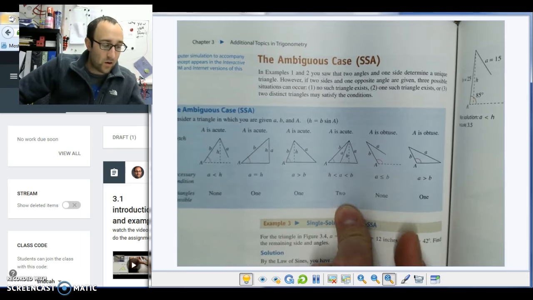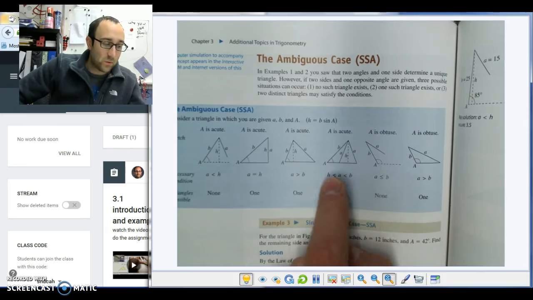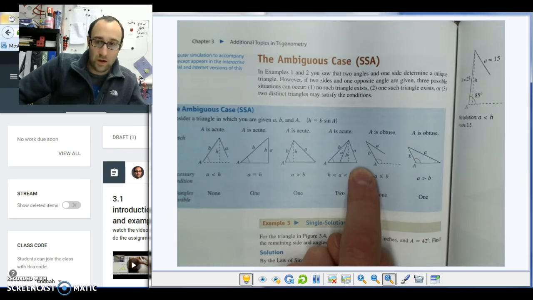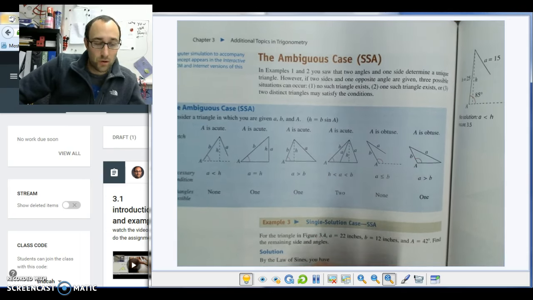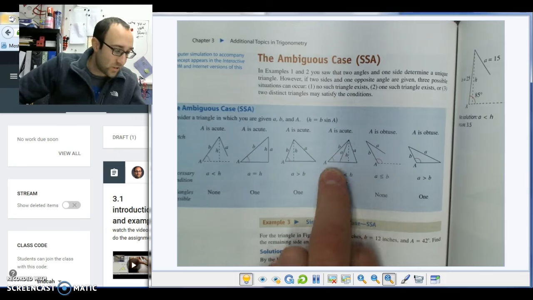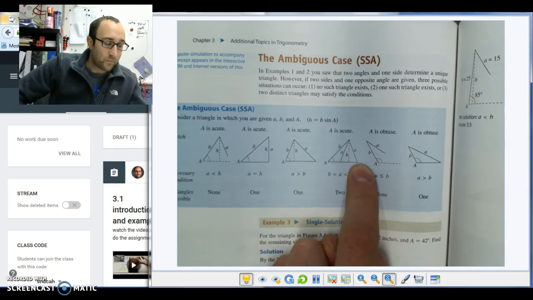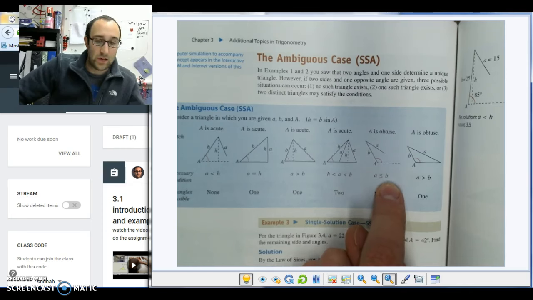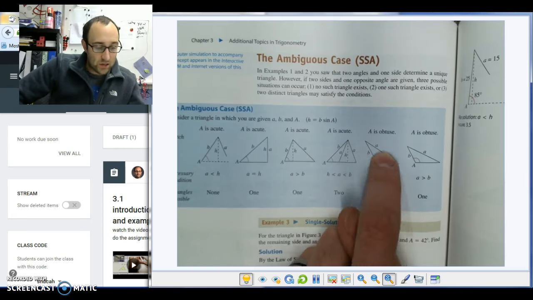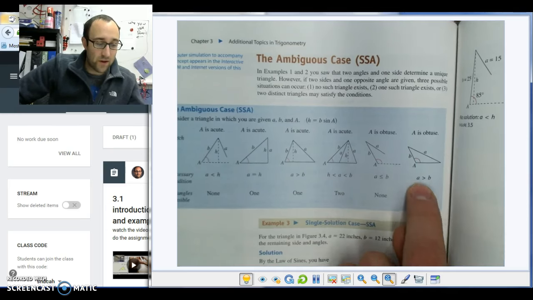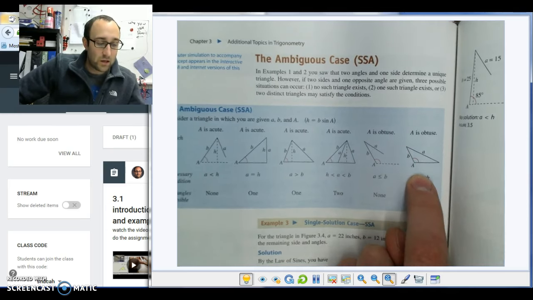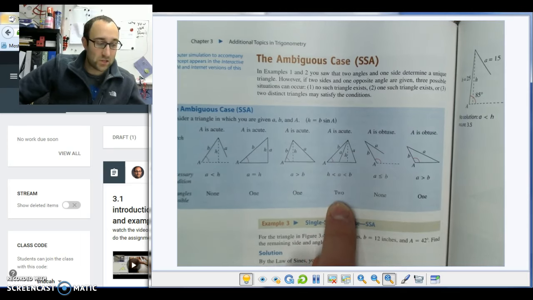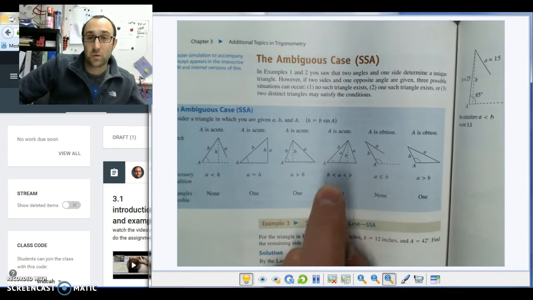Alright. And then what happens if A is acute and a is in between h and b, which means it's longer than h, which means it could go this way or it could go that way, which means we have two possible triangles, right? One that's here, one that's over here. What happens if A is obtuse? If A is obtuse and the length of a is less than the length of b, a is not going to reach. That means we have no triangles. And if a is greater than b, then we're going to have one. So really the only one that we have to care about, where we have two possibilities, is if a is in between h and b, which we'll get to later.